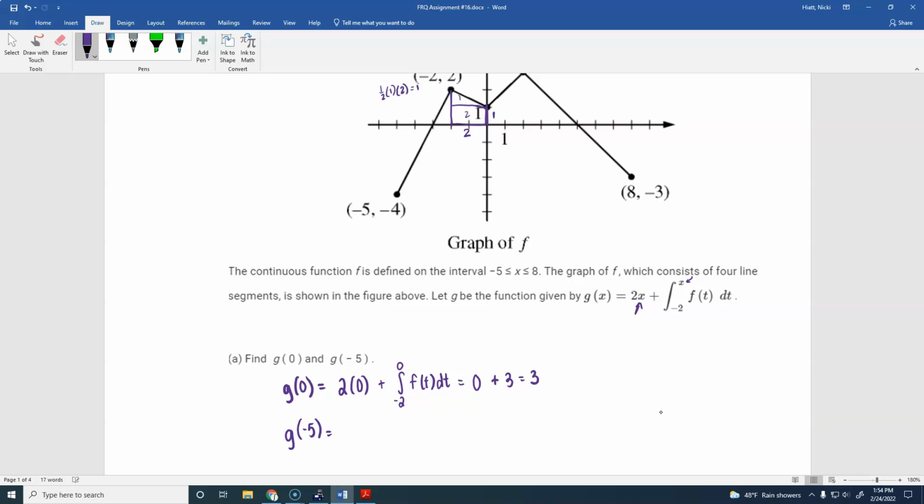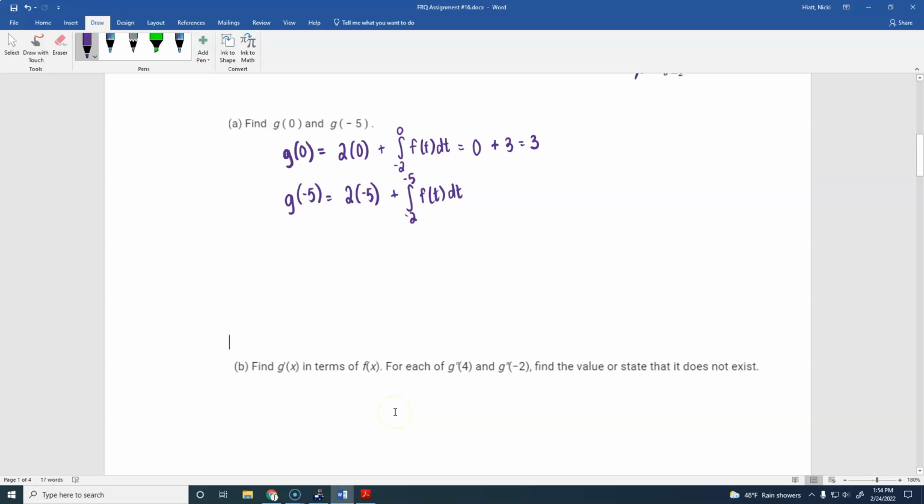Same thing for g of -5. So 2 times -5 plus the integral from -2 to -5 of f of t dt. What's the problem with that integral right there? The negative is on top. -5 is on top, the lower one is -5. So we need to switch them. When we switch them, what do we do? Make it negative. So you switch the sign.